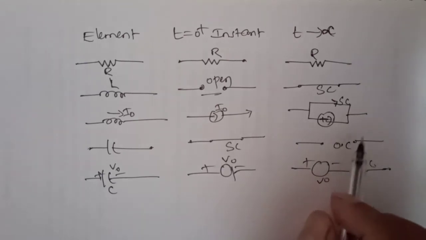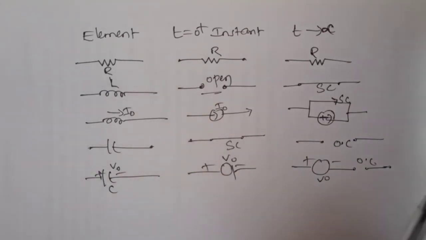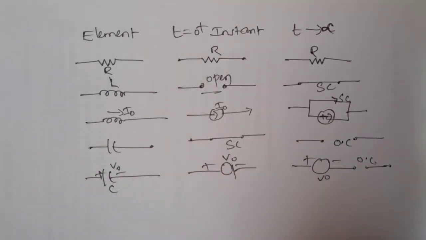Based on these initial conditions and differential equations, in the next class we are going to see the actual steady state and transient responses of the series RL, RC, and RLC circuits in both DC and AC excitations.